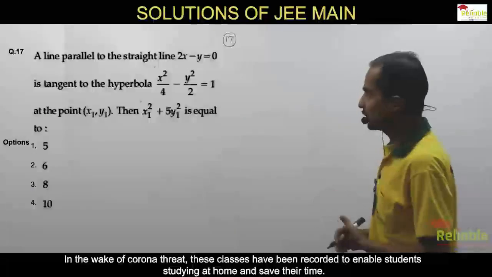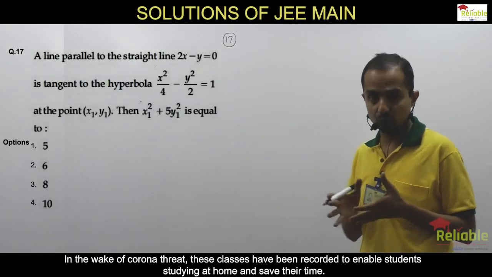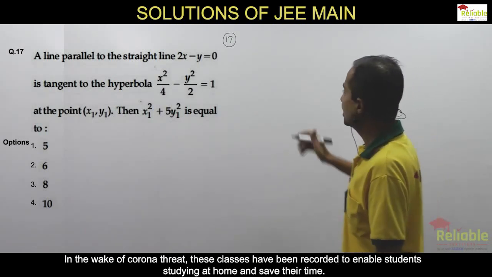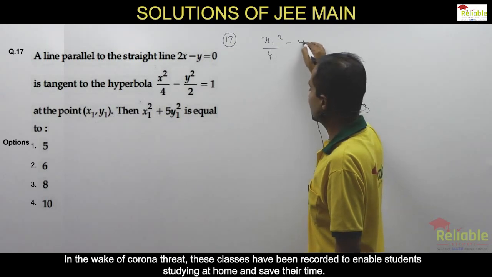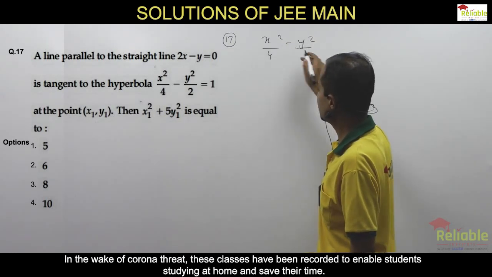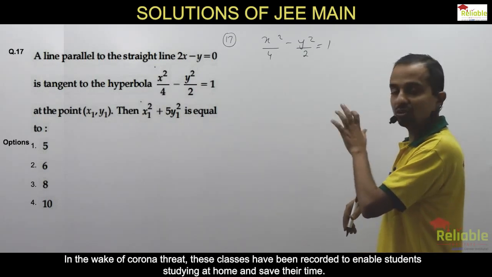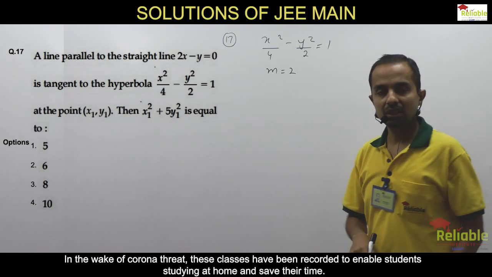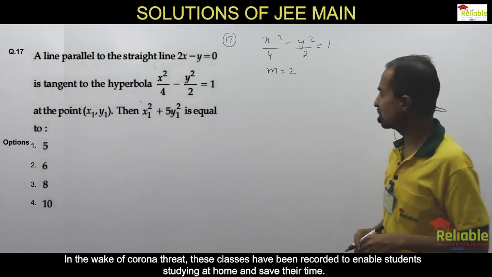Okay, let's begin with question 17. Now this is a direct question from Conics. There have been a couple of more questions in Conics this year, but this is one of the very direct questions. So the question is, there is a hyperbola that is given to us. And now a tangent on this hyperbola has a slope 2, right? This is what is given. The point of contact is x1, y1, and they have asked for x1 squared plus 5y1 squared.